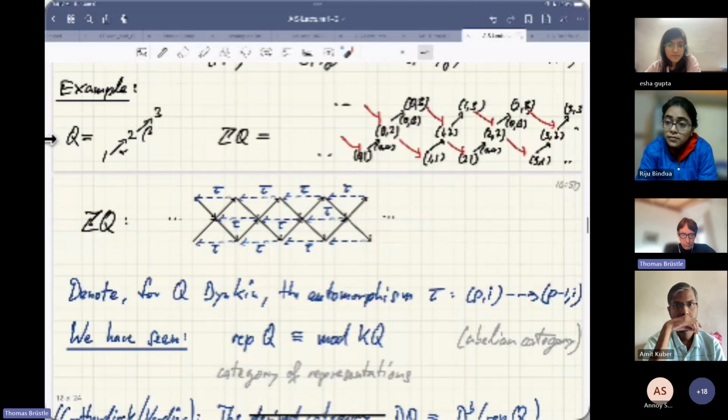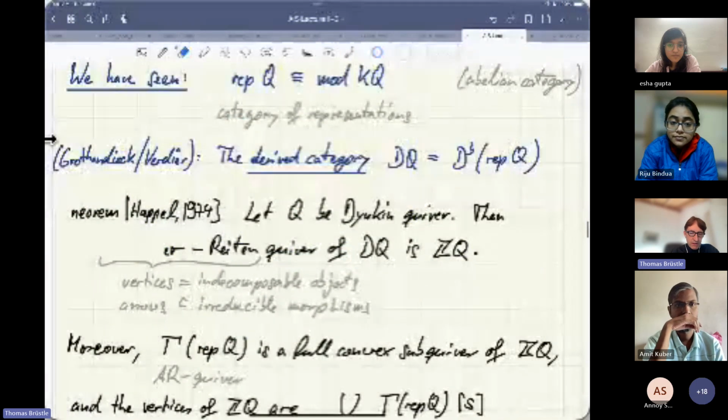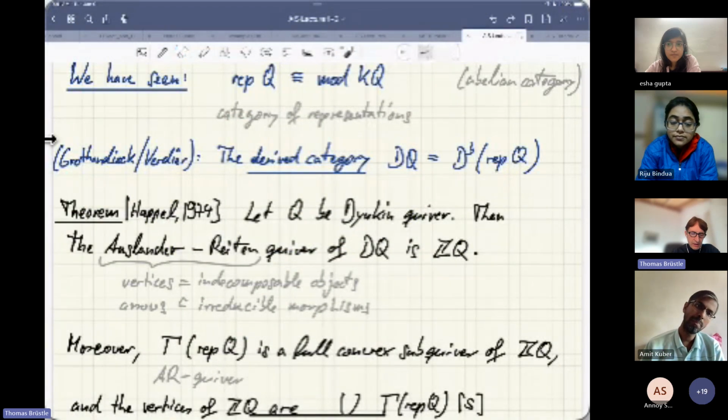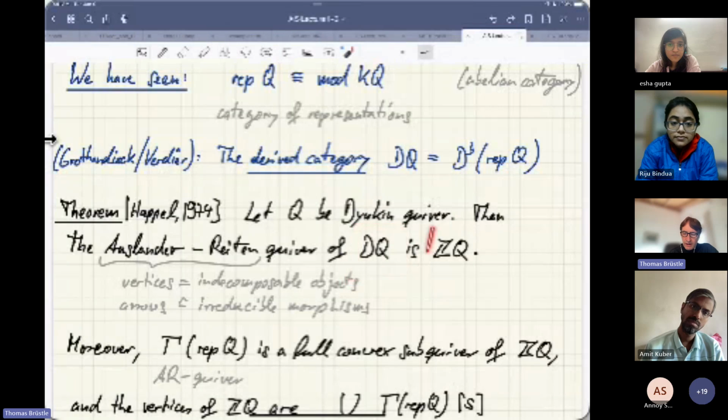And then this is the result which I announced, the result of Happel's, that the derived category, which I didn't really introduce at this point, can be realized using that combinatorial model in the case of a Dynkin quiver. So that's what we're going to work on for now.